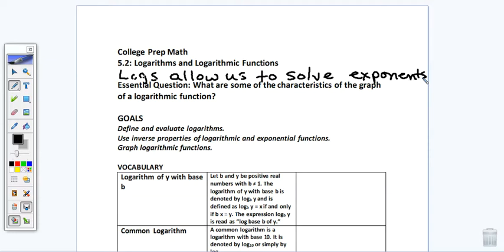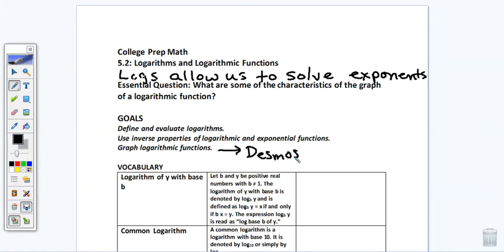So to be able to answer that, we have to be able to define and evaluate logarithms. I'll show you what that looks like. We're going to use inverse properties of logarithmic and exponential functions. And then we're going to look at graphing stuff. And again, graphing, where are we headed to? Decimals.